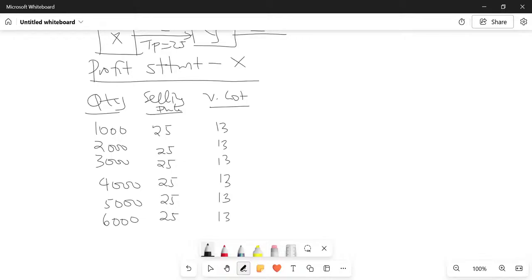Contribution margin, isn't it? Yeah, contribution margin. And how do we get this contribution margin? It is price minus variable costs, which again will be constant, isn't it? 25 minus 13 gives me 12. So this is 12 across.